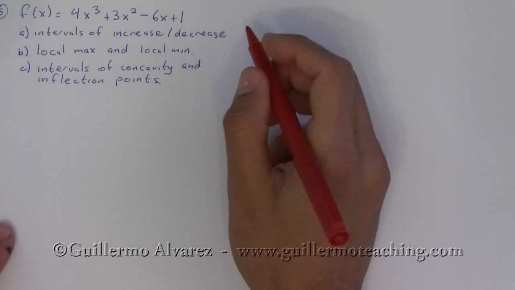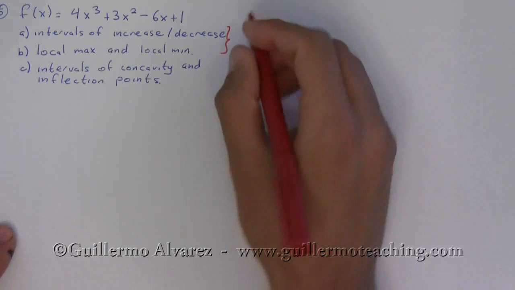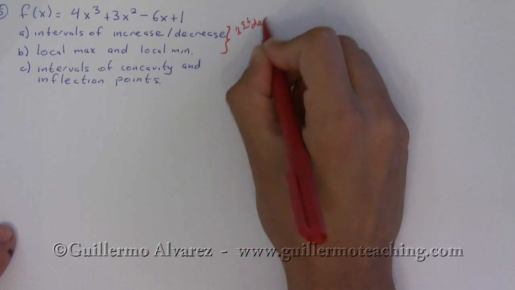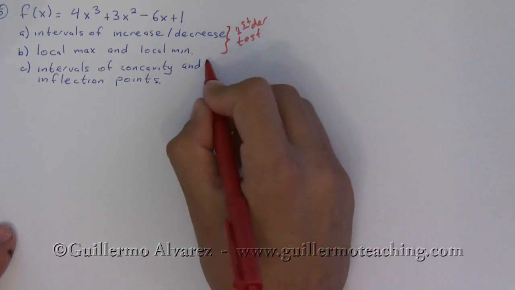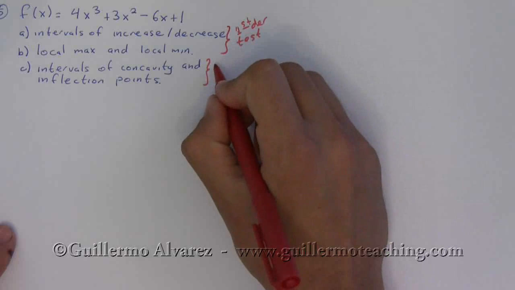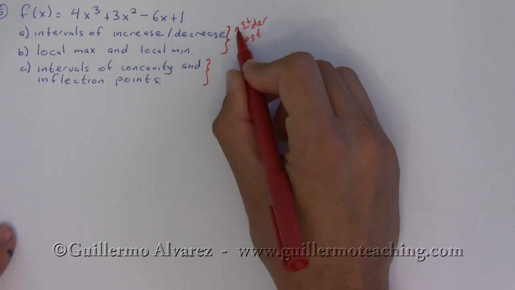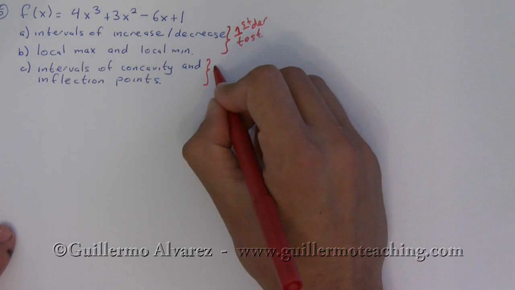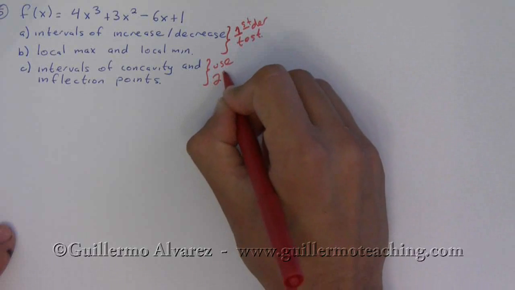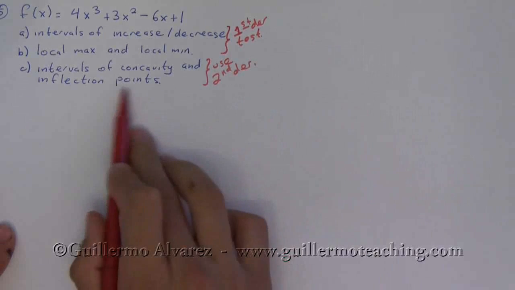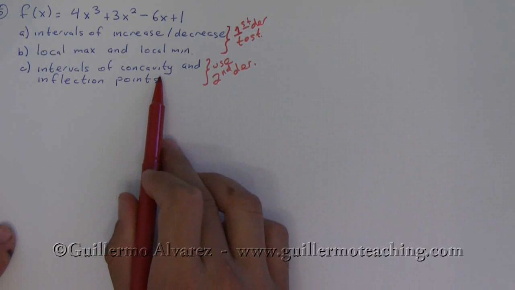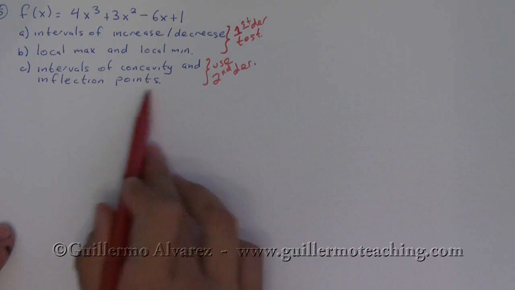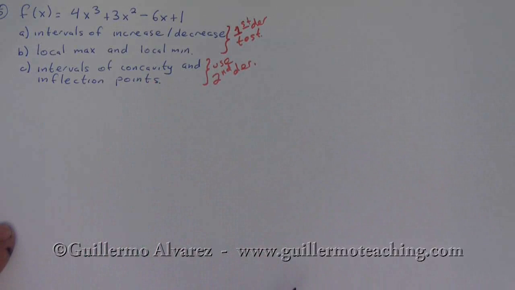So A and B, remember the way to find these is using the first derivative test. And the inflection points and intervals of concavity, it's basically the first derivative test, the same exact process except that you use the second derivative. Because remember, the second derivative is the one that tells you whether the function is concave up or concave down. And the inflection point is simply a point where the concavity changes.